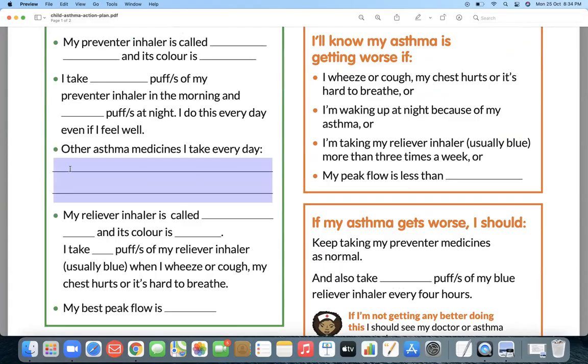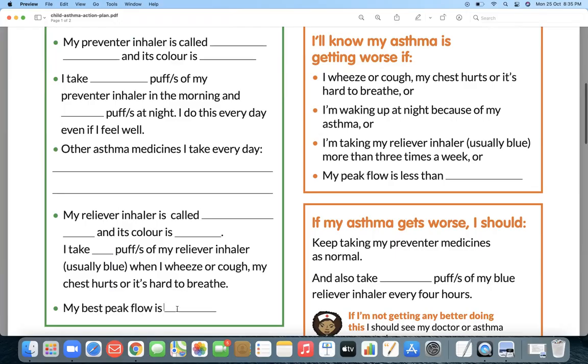Suppose he's on prednisolone or anything, it will be written here. My reliever inhaler is called Ventolin and its color is blue. I take 4 puffs or 10 puffs depending upon the severity. Okay, let's write here 2 puffs. I take 2 puffs of my reliever inhaler, usually blue, when I wheeze or cough or my chest hurts and it's hard to breathe. These are the symptoms they should be taught: when they are feeling SOB, or hear the wheeze, or there is a cough, or they feel chest discomfort and hard to breathe.